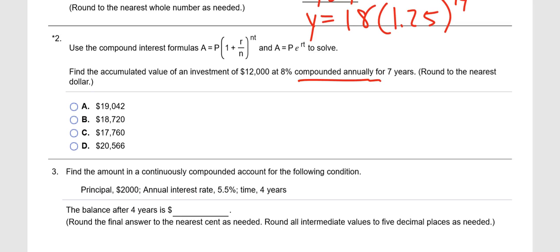What does it mean compounded annually? Which one of those formulas am I going to be using? Is it the one on the left or the one on the right? The one on the left is correct. Now, annually means 1 time a year. Monthly would be 12, quarterly would be 4, daily would be 365. You just think, how many times a year are they giving me interest?